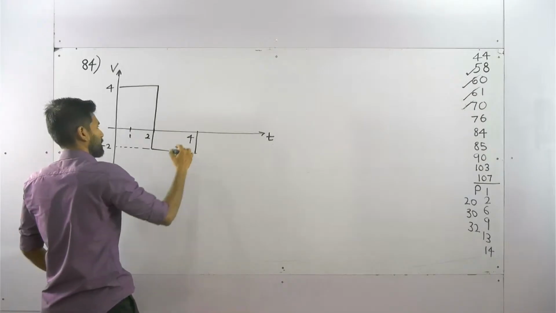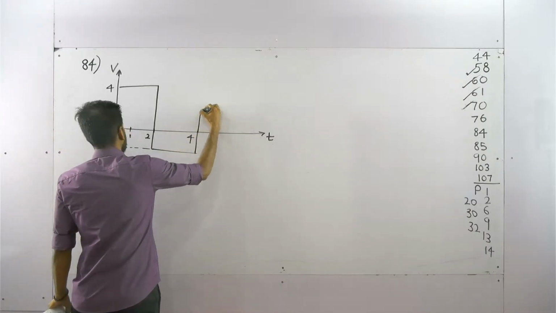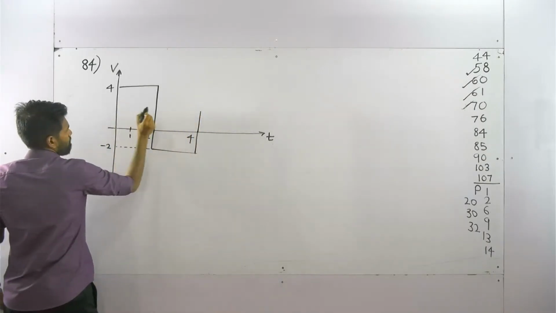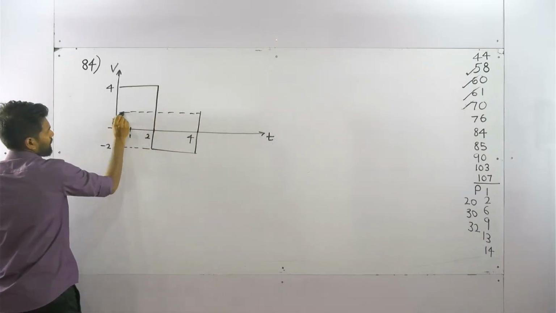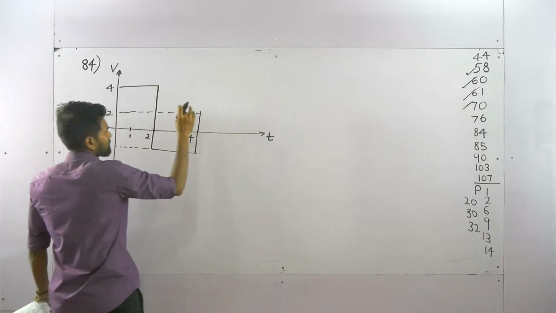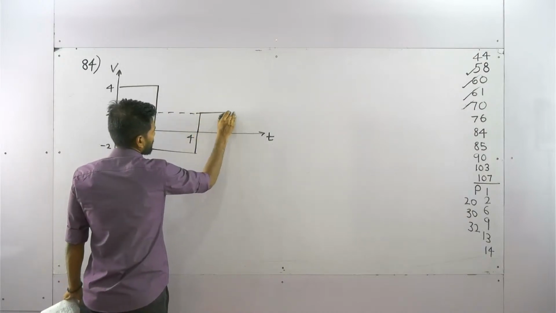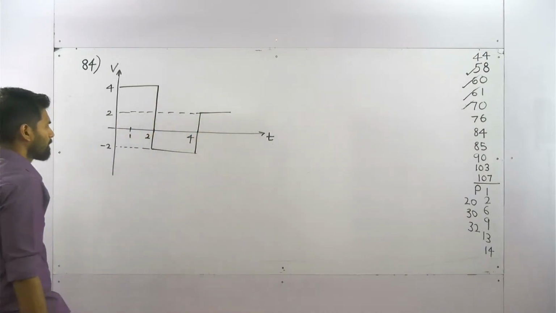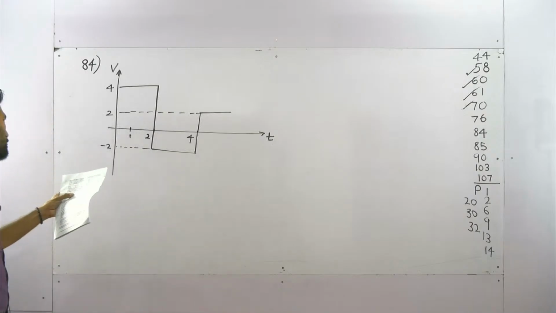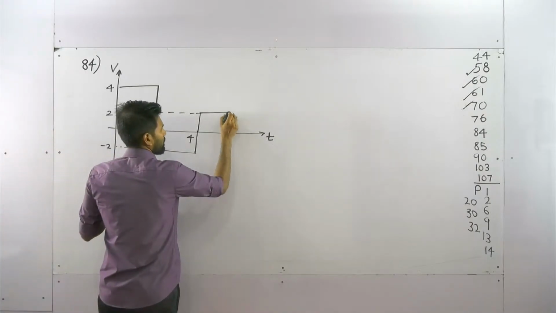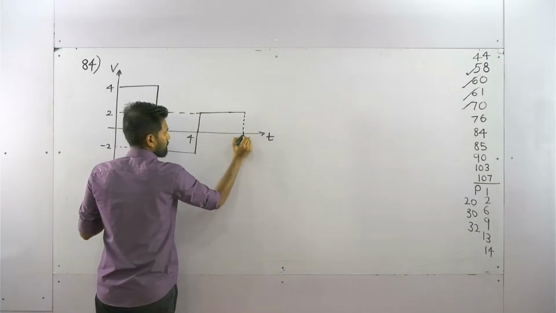Then the velocity suddenly changes to a value of plus 2. There are sudden instantaneous changes in the velocity. This is not practical with a real world vehicle. And that velocity value remains up to the 6th second.